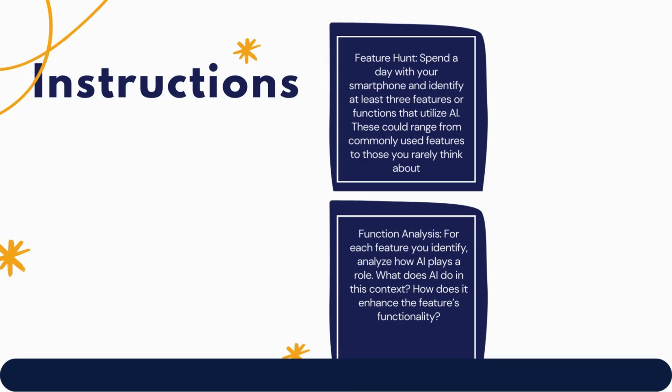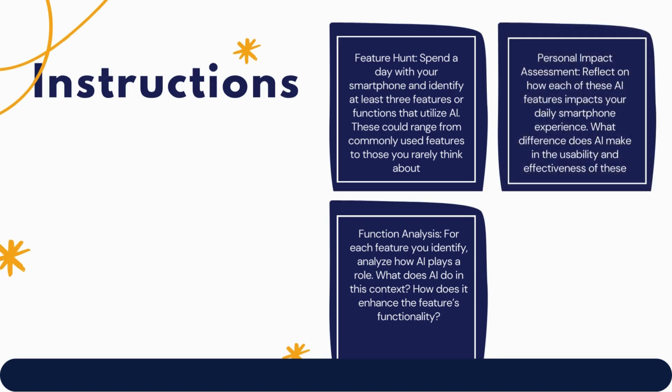2. For each feature you identify, analyze how AI plays a role. What does AI do in this context? How does it enhance the feature's functionality? 3. Reflect on how each of these AI features impacts your daily smartphone experience. What difference does AI make in the usability and effectiveness of these features?